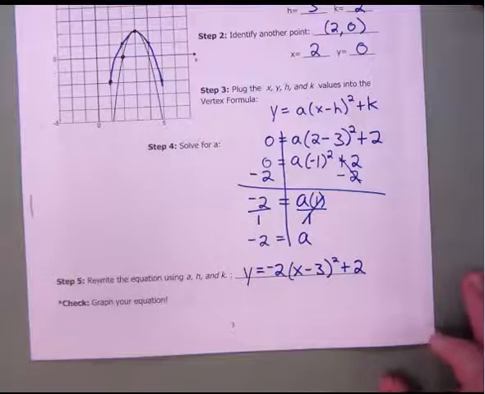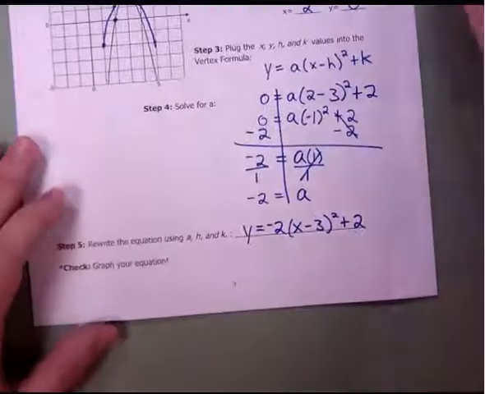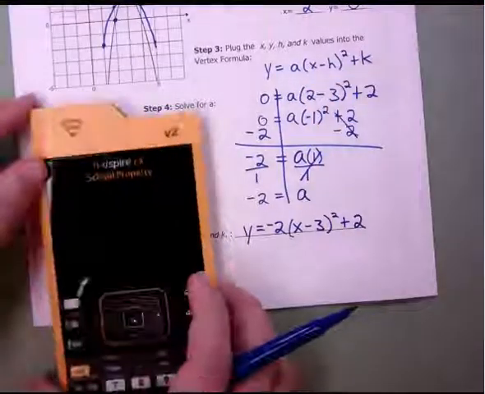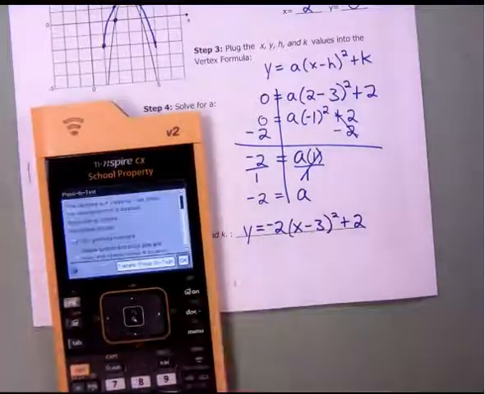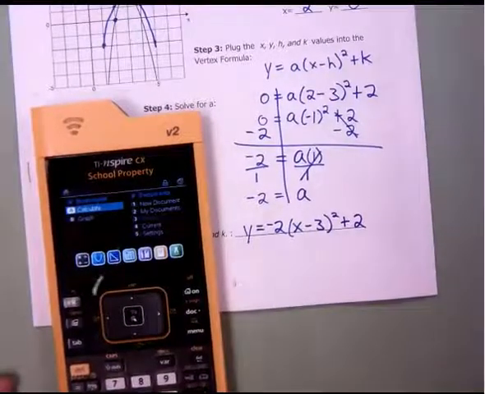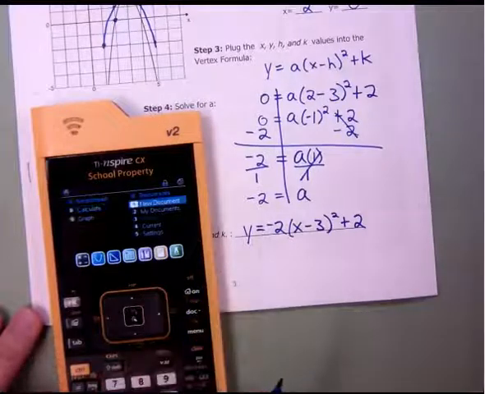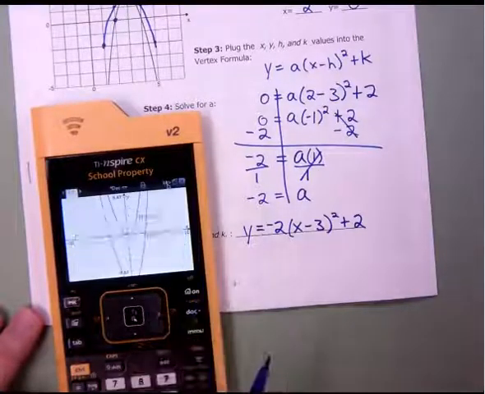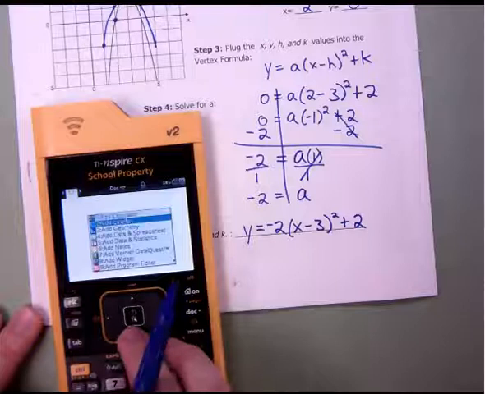Last step, we can go ahead and check ourselves to see if we did it correctly. So we turn on our calculator, it says it's in press to test mode, which is perfectly fine. We're going to hit OK. I'm going to go over and hit New Document. No, I don't want to save, and add a graph.